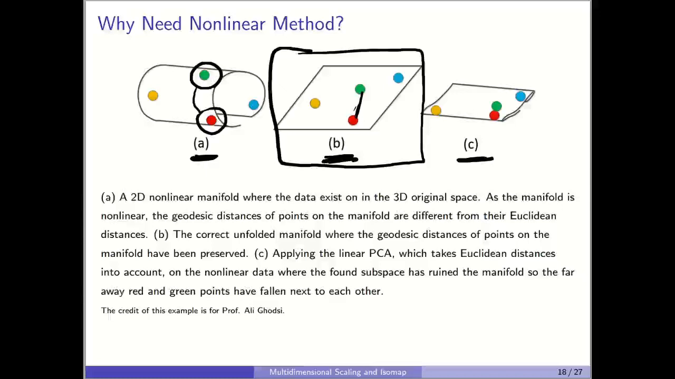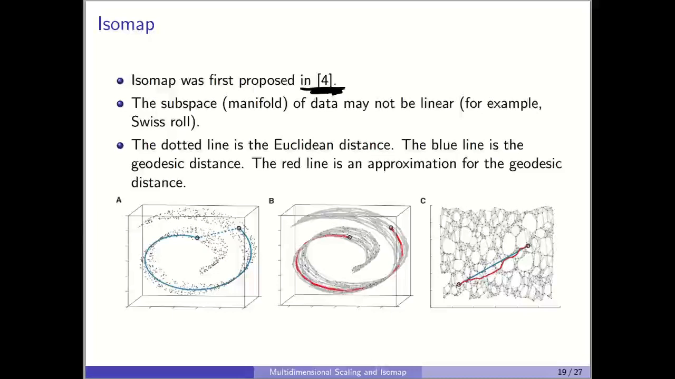So Isomap was first proposed in 2000. It said that it wants to handle nonlinear data. It says that rather than using Euclidean distance, let's use geodesic distance. And what is geodesic distance? I will tell you. Consider this Swiss roll in figure A. You can say that they consider two points on this Swiss roll.